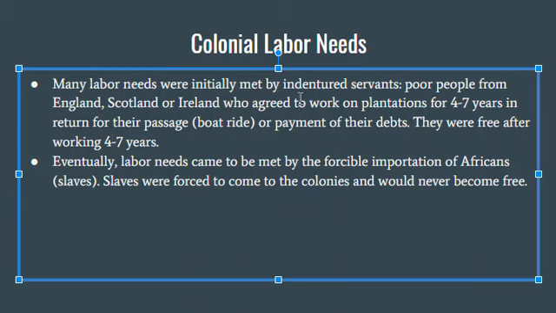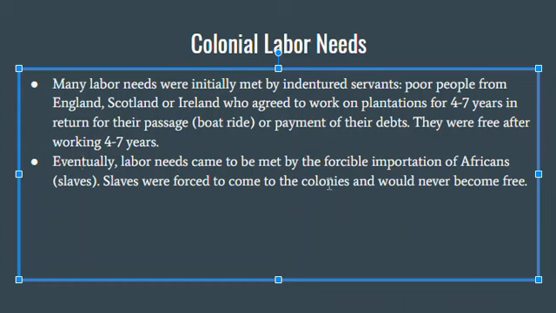So let's say you lived in Europe, you were poor, and you wanted to come to the United States. What you would do is you would find a company and say, I don't have any money, but I want to come to America. So they would say, okay, well, we'll put you on a boat, we'll take you here, we'll pay for everything, but you have to work for me for 4 to 7 years. But the big thing is, after 4 to 7 years, they were free. They were able to leave, they can start a farm, which is much different than slavery, which we're going to talk about next. And eventually, labor needs came to be met by the forcible importation of Africans, which is slaves.